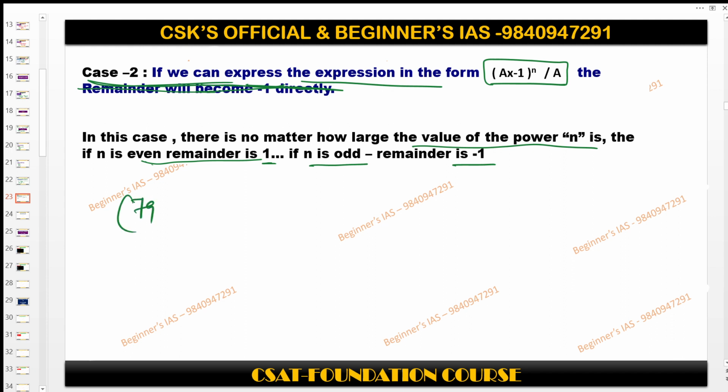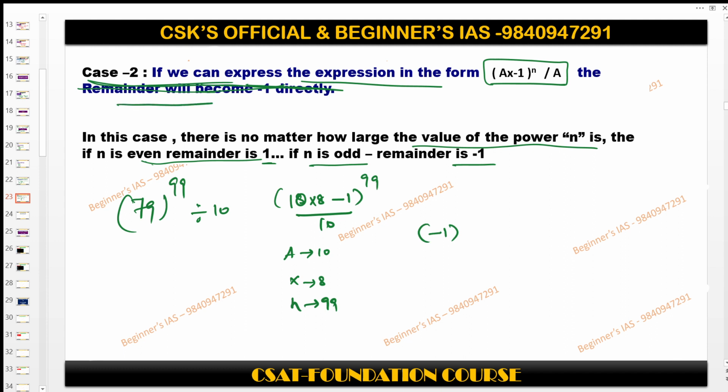79 the whole power 99, when it is divided by 10, what would be the remainder? In this case, 10 can be expressed in the form of (10 into 8 minus 1) the whole power 99. So in this case, a is 10, x is 8, n is 99. This can be expressed in the form of ax minus 1, so the remainder will become minus 1 directly. That is the case I have provided.